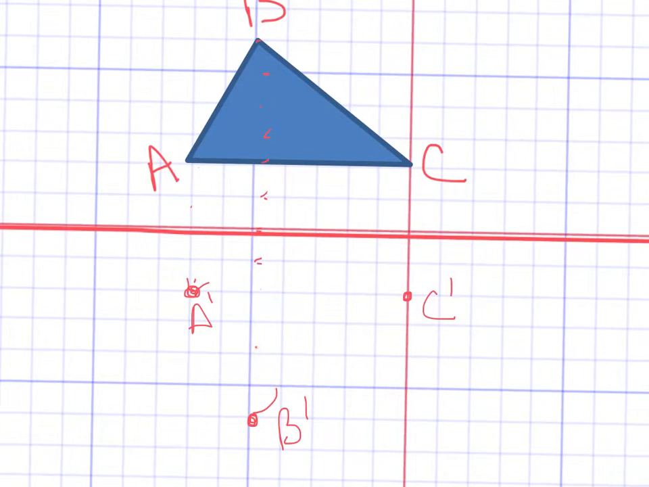So then all that's left, since we have now plotted each point, is to connect them. A to C, C to B, B to A. And you see that we have a symmetrical figure, a triangle that is reflected over a line of symmetry.